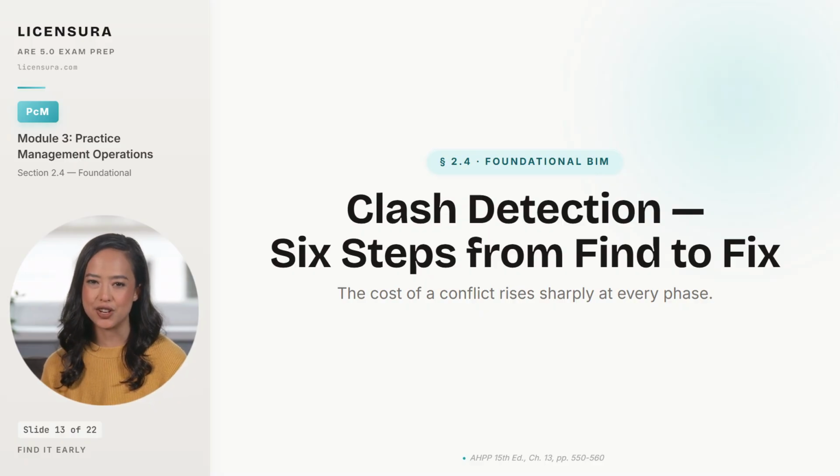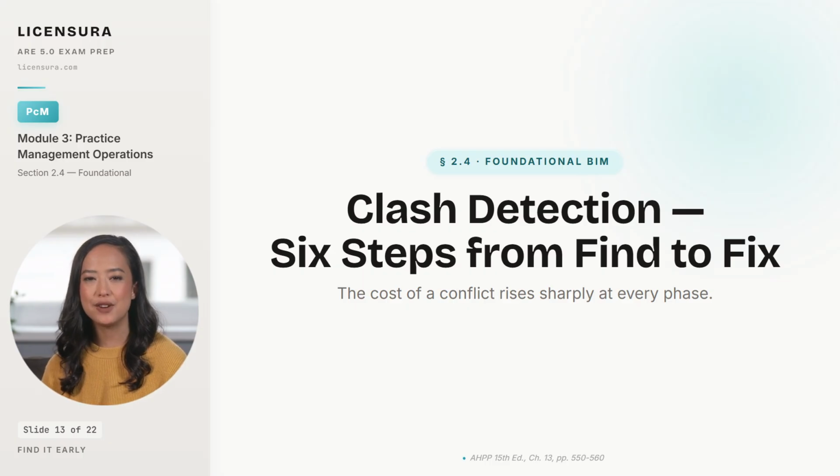A conflict you find during design costs roughly 1 unit to fix: a model edit, a coordination meeting, a revised sheet. The same conflict found during construction costs 10 to 20 units because now there's labor in the field, material already installed, and a schedule that the resolution drags. The same conflict found after closeout costs 50 to 100 units because you're rebuilding completed work. The whole argument for spending money on detection during design is in those multipliers.